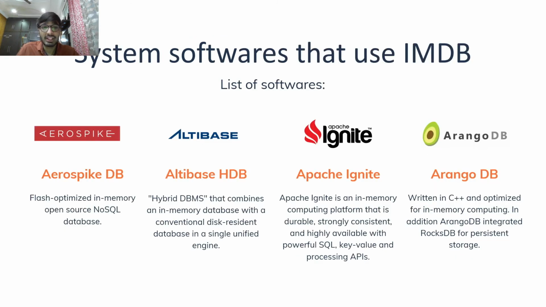The list of software that uses IMDb: first, Aerospike database, which is a flash-optimized in-memory open source NoSQL database. Second, Altibase, a hybrid database that combines an in-memory database with a conventional disk-resident database in a single unified engine. Third, Apache Ignite, an in-memory computing platform that is durable, strongly consistent, and highly available with powerful SQL, key-value, and processing APIs.